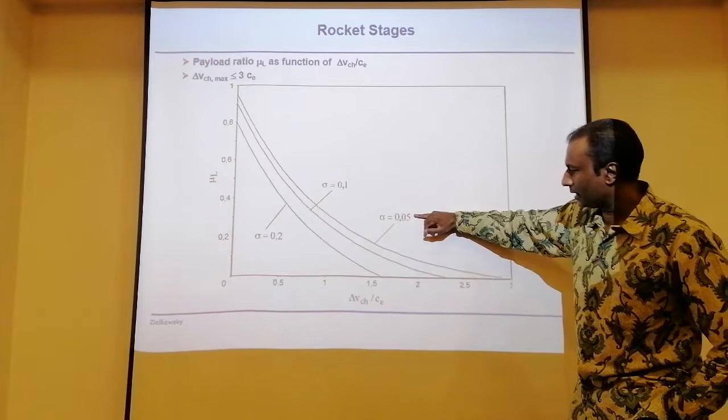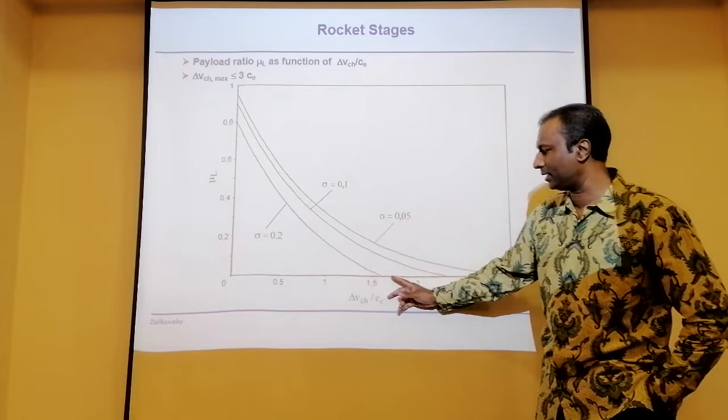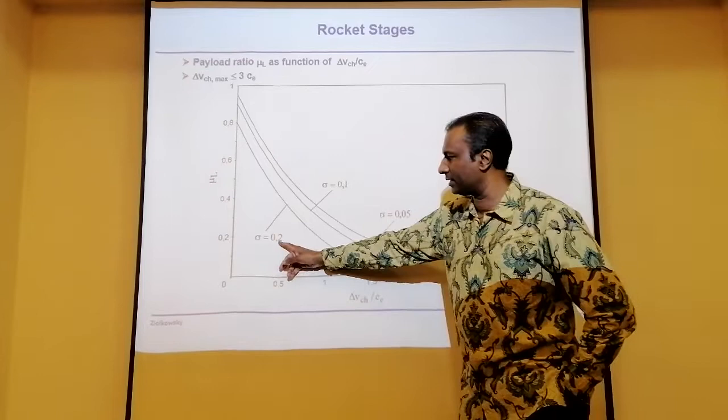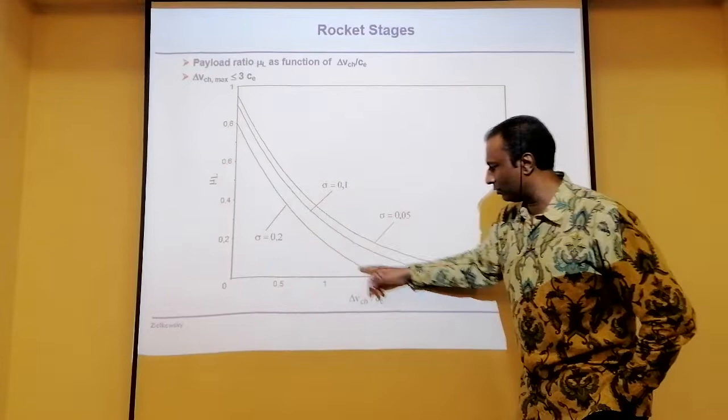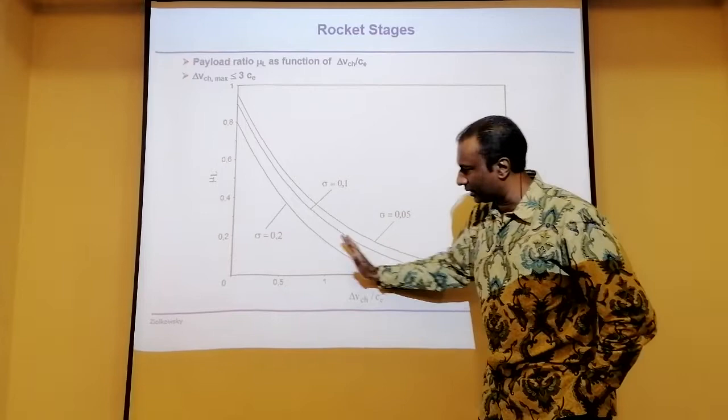When you look at a lower sigma, what exactly happens? My delta V actually is quite high. This is what it says here. When the sigma is getting more, 0.2, this is 0.2, this is 0.1, this is 0.05. So when sigma is more, look at that, it pushes down your delta V.